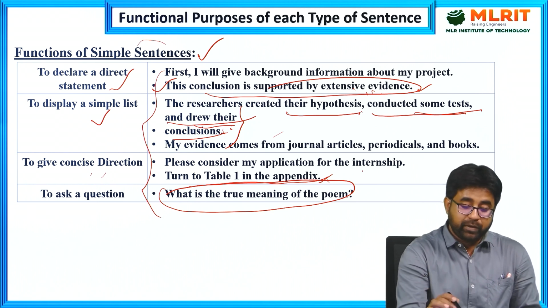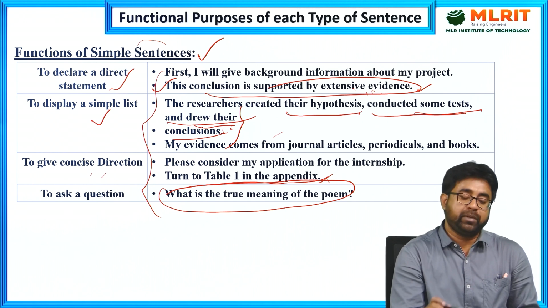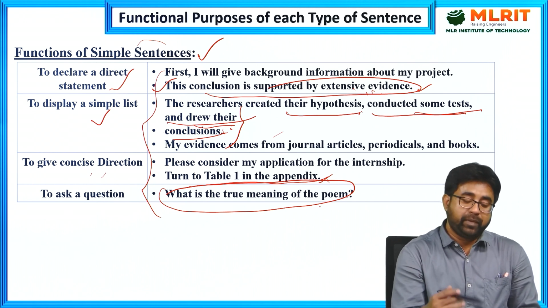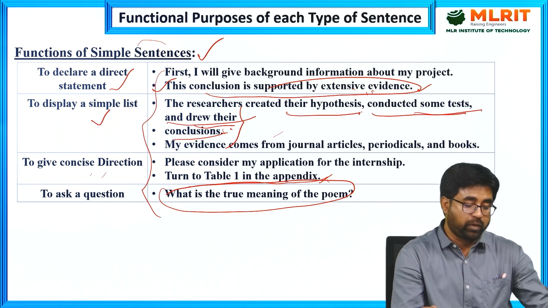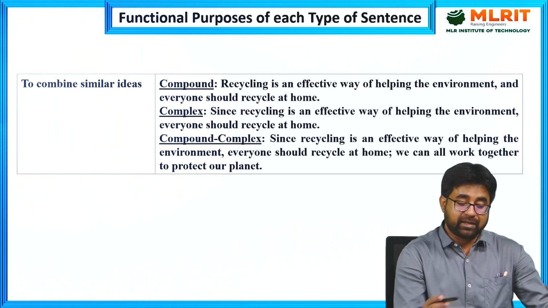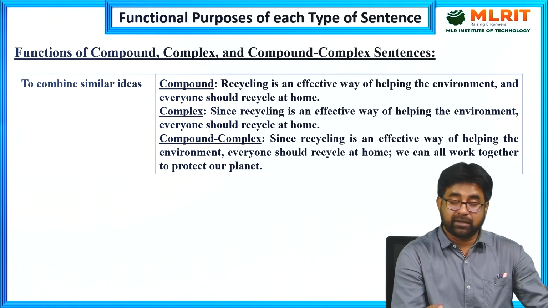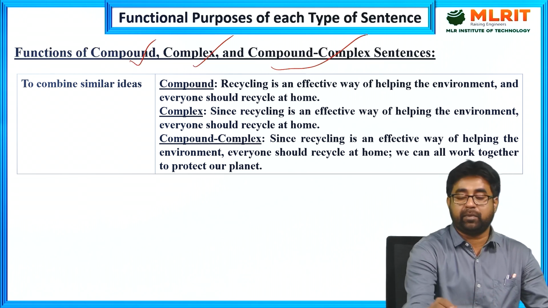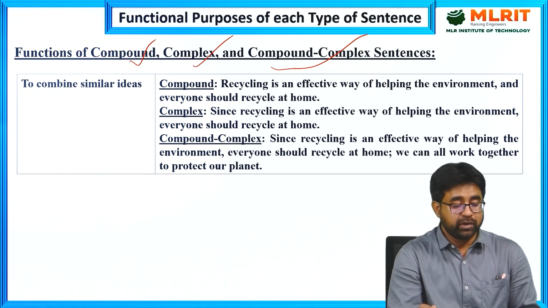Now, if we know about this kind of usage, when we write something, we would be able to convey our meaning in a much more clear and direct manner. So that's why it's important. Now let's see the other kinds of sentences, like what are the functions of the other kinds of sentences, compound, complex and compound complex sentences. For which purposes do we use them?